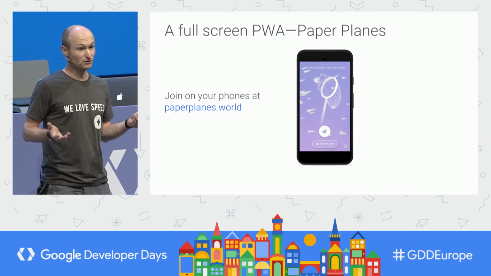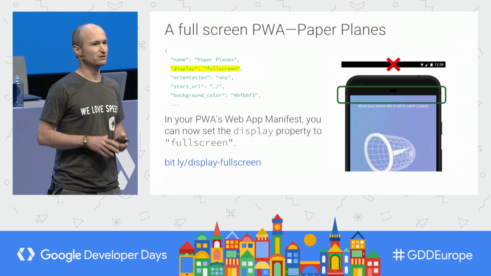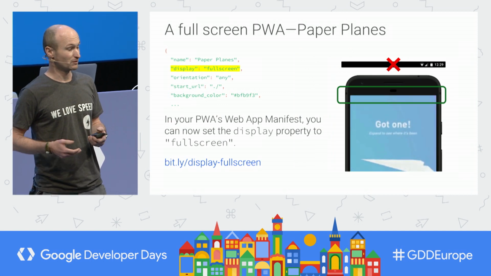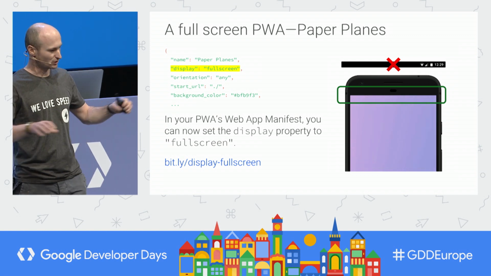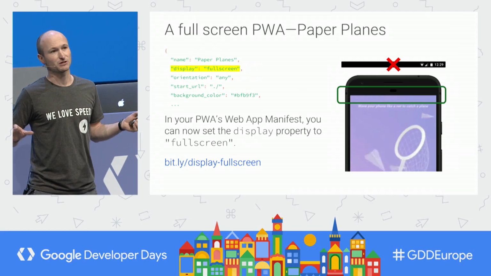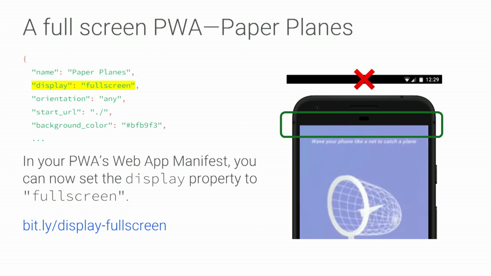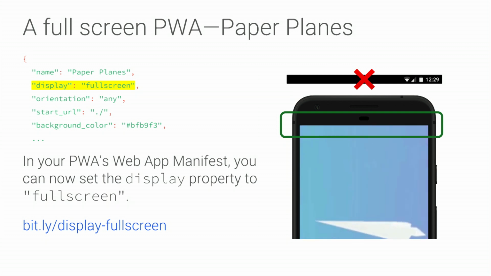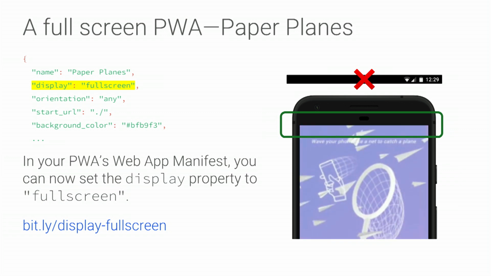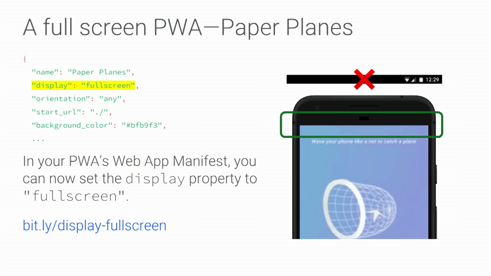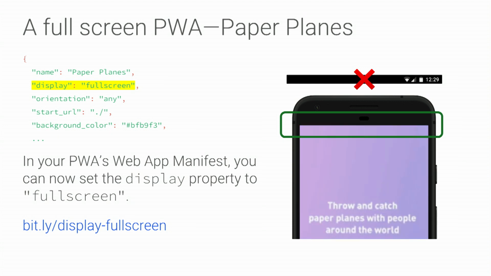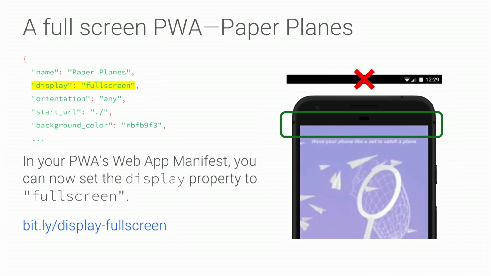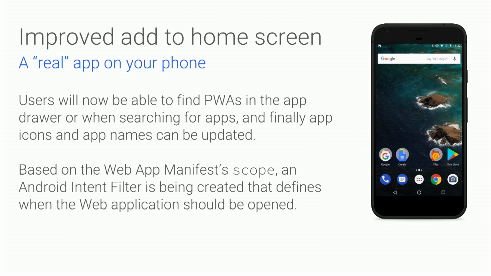And if you launch this application, you might notice something. This is a web app, but if you look at the screen at the top, there is no network signal, no clock, no battery status indication. It's a true, fully immersive, full-screen experience. And you can do this by setting the display property in your web app manifest to the value of full screen. Pretty new, very exciting for game developers. And yeah, hopefully you try it out for your application.